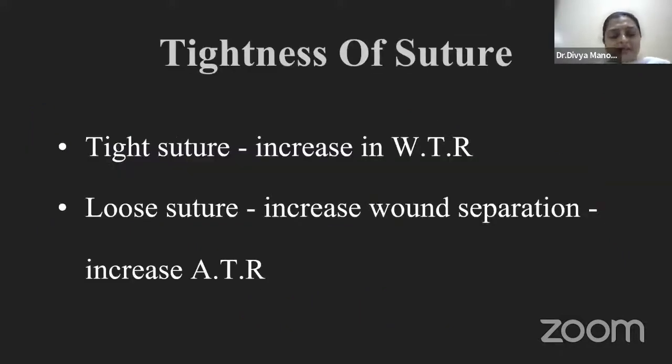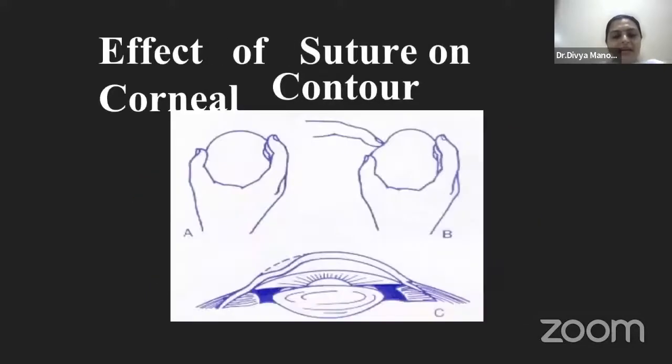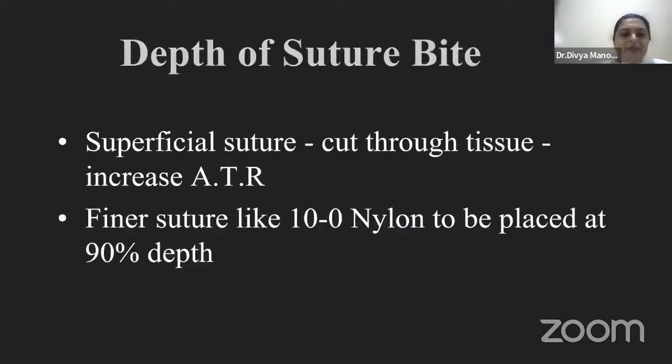Two tight sutures will cause an increase in with the rule astigmatism, and a loose suture will not serve the purpose. It's not going to help you at all. The suture depth should be only about 90%, and as you see, there will be indentations if the sutures are not placed well. Too superficial sutures are definitely going to cut through the tissue, which will again cause an increase in against the rule astigmatism, and it's definitely not going to give us a good tunnel.